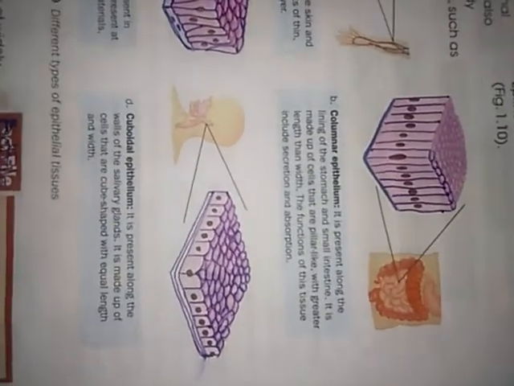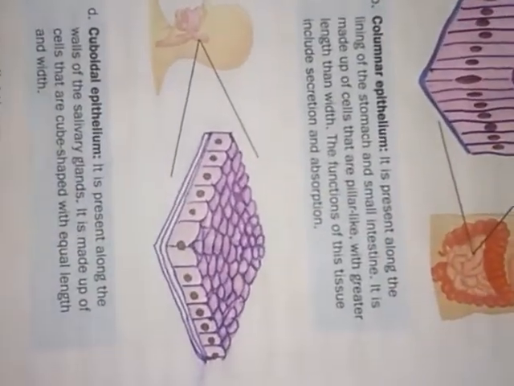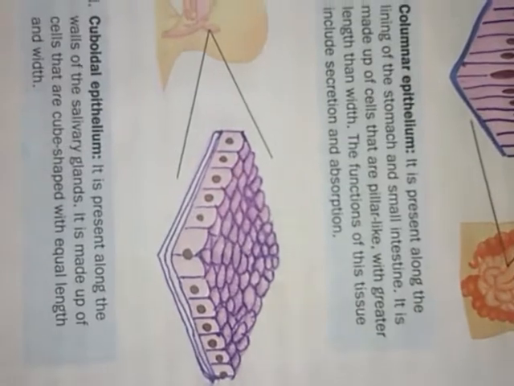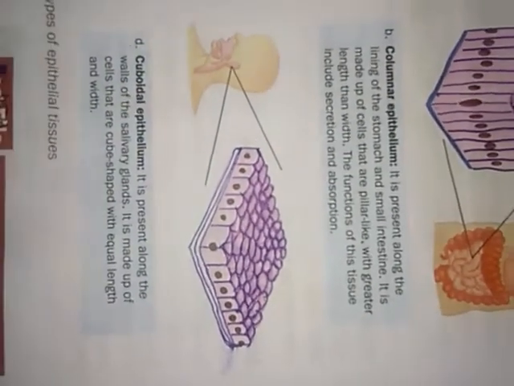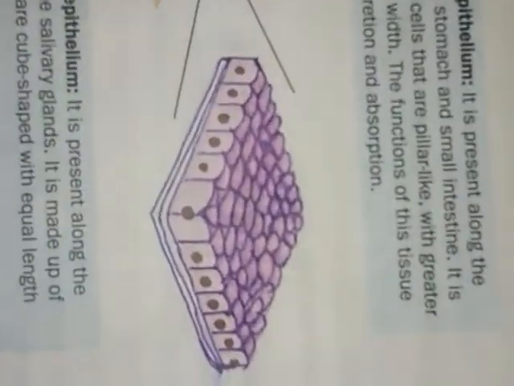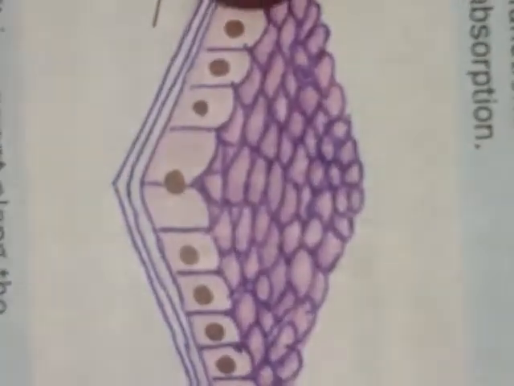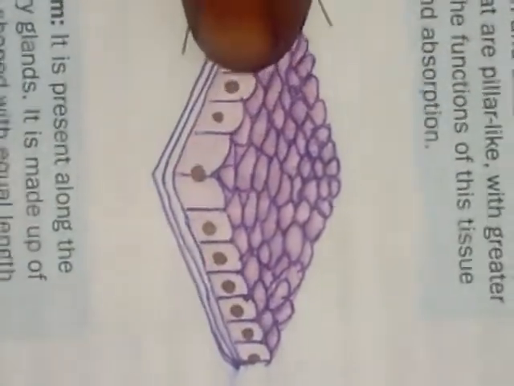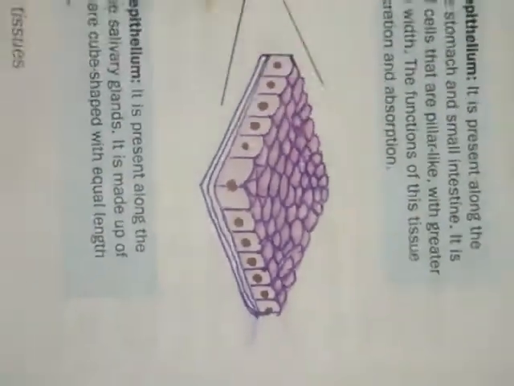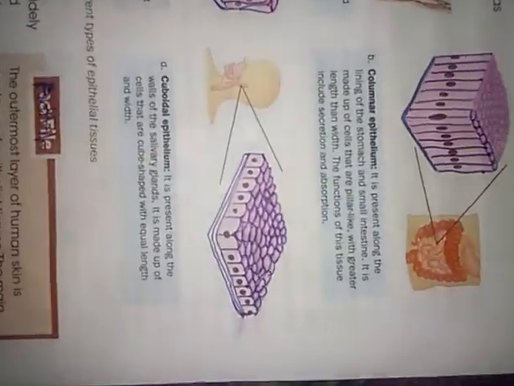Okay, what is the structure of this cell? These cells are present like a cube. This type of tissue has cube-shaped cells. Each cell has equal length and width. See the picture.